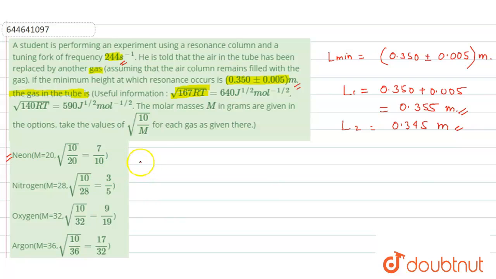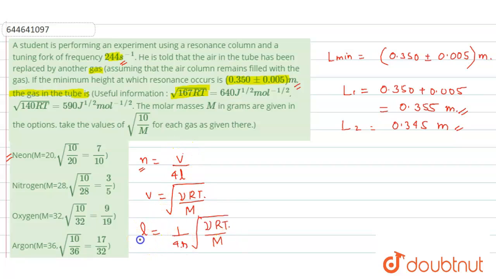We know that N is equal to V divided by 4L. From here we know V is equal to under root gamma RT divided by M. So you can see that this is the formula for the length of the gas column required for resonance with this tuning fork for different gases. Now we can substitute the values for different gases. Let's first try to find out for neon. So for neon we can substitute all the values.